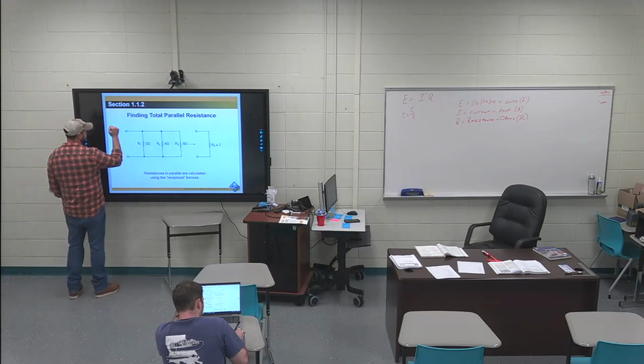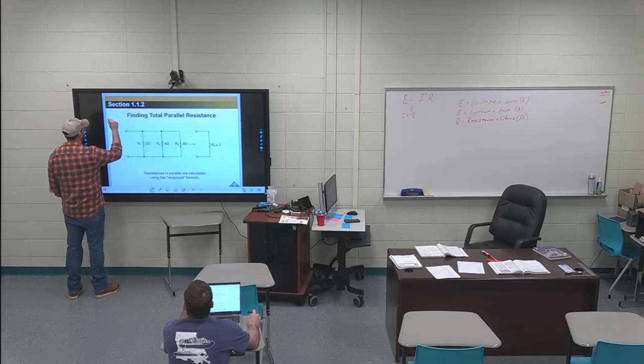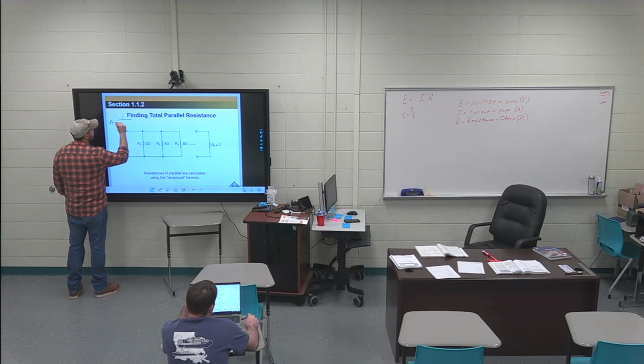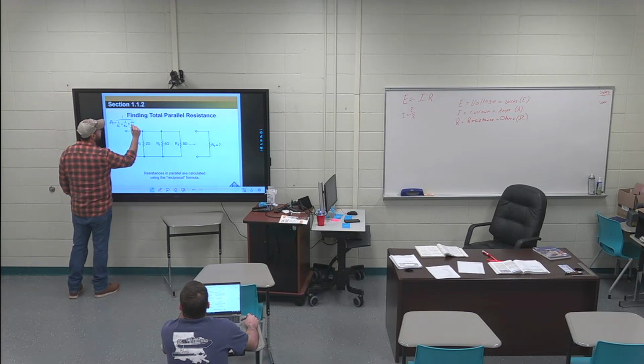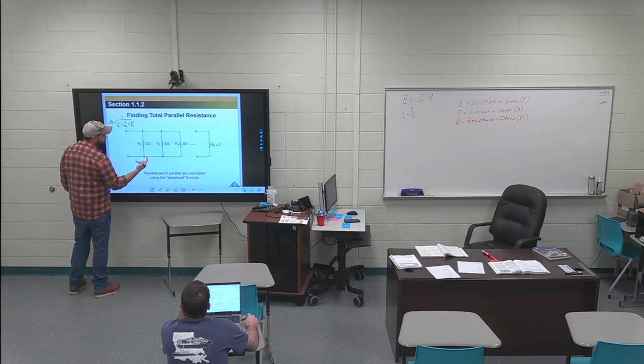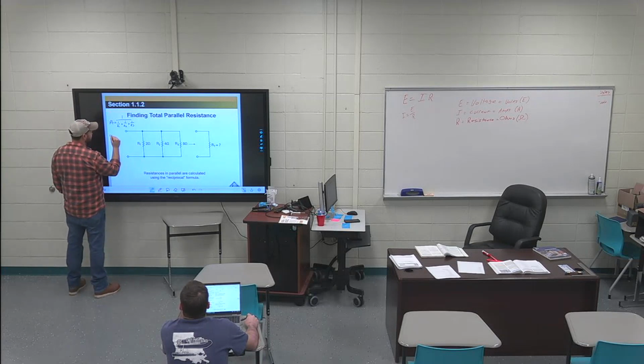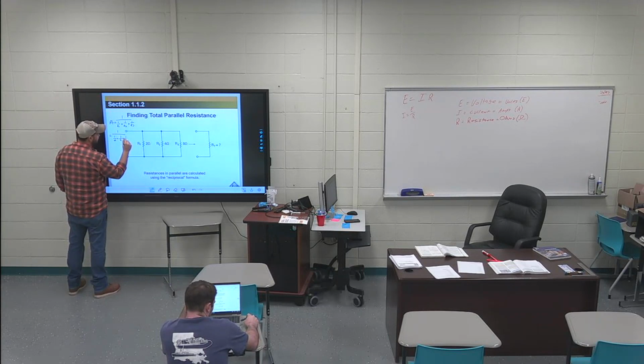So my equation is, resistance total is equal to 1 over R1 plus 1 over R2 plus 1 over R3. R1's 2, R2's 4, R3's 8. So I come down here to 1 over 2 plus 1 over 4 plus 1 over 8.